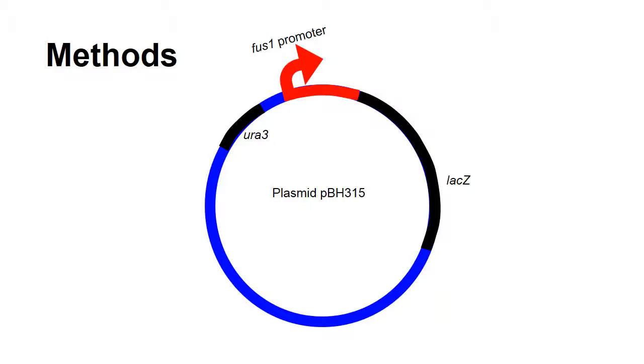Thanks, Meghna. Here is our methods part. The study organism we used was yeast strain LM23-3A. Plasmid PBH315 was incorporated into yeast cells. The plasmid contained gene URA3, which allowed us to select for transformed yeast cells. It also contained the promoter for gene fuse1 attached to the LACZ gene encoding easily detectable beta-galactosidase. This served as a reporter gene and enabled us to use the amount of beta-galactosidase produced to estimate the activity of the mating gene.